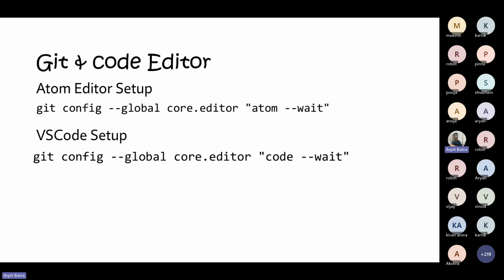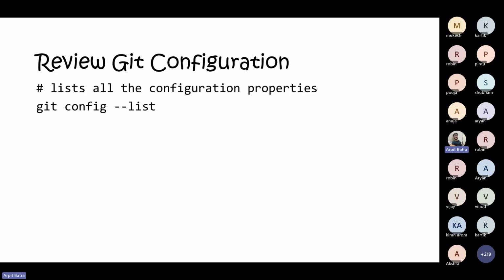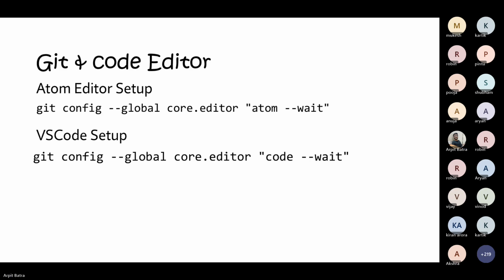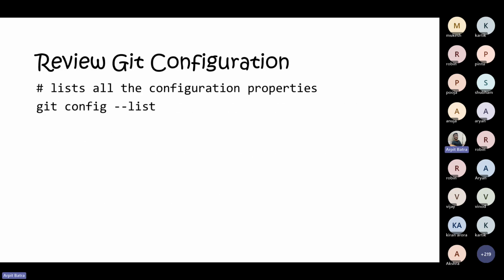So now we go for the next slide, that is review Git configuration. If you don't find any content in this presentation, you can watch my previous lecture. Okay, so these are done. So, review Git configuration. List all the configuration properties: git config --list. These are the commands you can easily access through it.